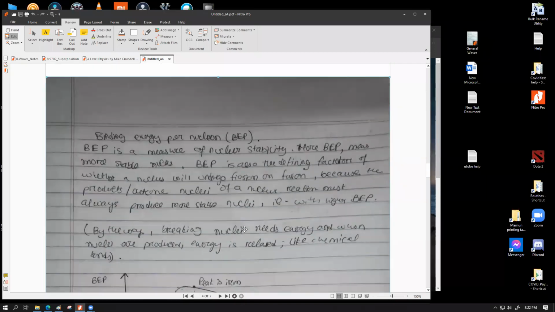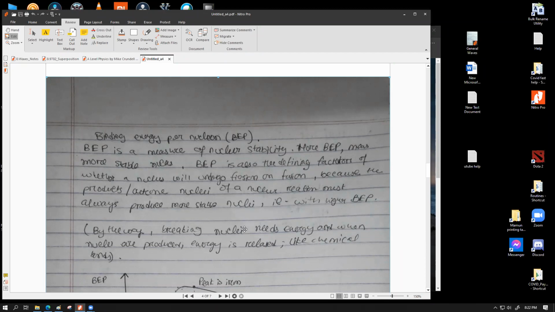So binding energy of nucleus divided by number of nucleons, this ratio is named binding energy per nucleon. Binding energy per nucleon is a measure of nuclear stability. More BP means more stable nucleus.